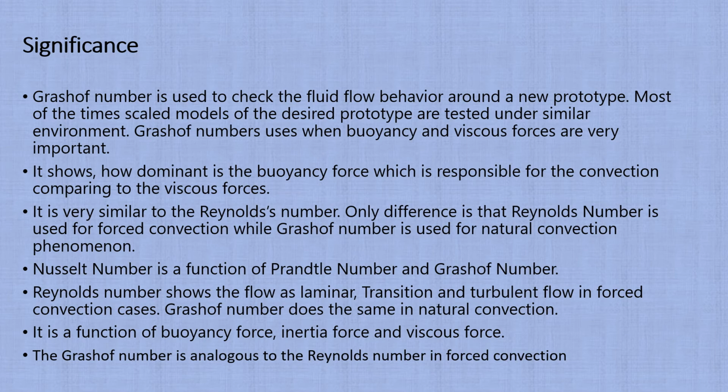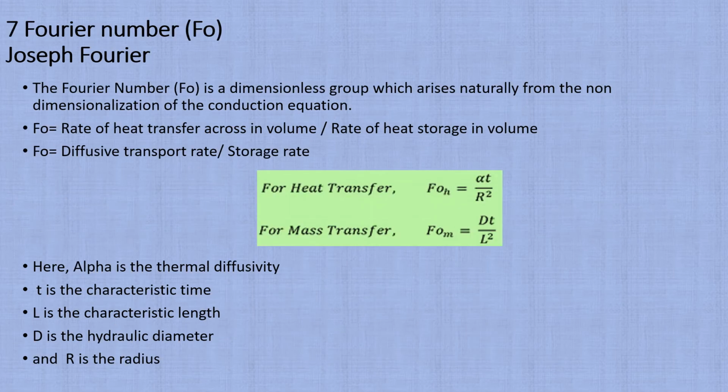And the Reynolds number shows the flow as laminar, transient, or turbulent, while the Grashof number does the same in natural convection. So if we talk about natural convection, then we talk about the Grashof number, while if we talk about forced convection, then we talk about the Reynolds number. The Grashof number is a function of buoyancy force, inertial force, and viscous forces, and it is analogous to the Reynolds number.